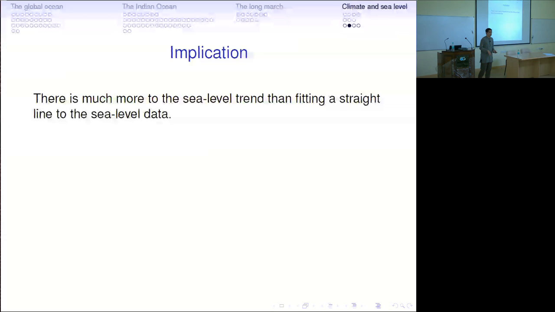You have those minima in sea level variability, you have the Indian Ocean dipole, you have El Nino, you have the Madden-Julian oscillation, you have the seasonal cycle, you have tides, all kinds of things.